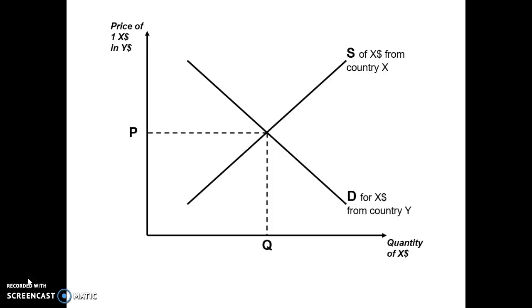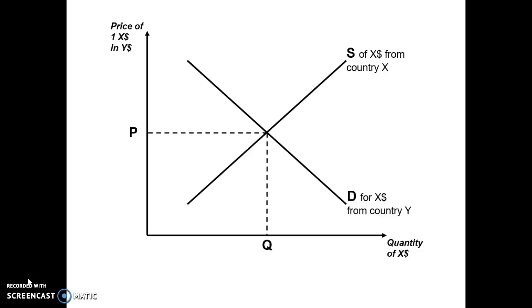So to make this a little clearer, let's actually plug in some real currency. Let's look at the y-axis label first. It's going to go from price of 1 x dollar in y dollars to price of 1 US dollar in euros. Supply is going to go from supply of x dollars from country X to supply of US dollars from the United States. US dollars come from the United States. Demand is going to go from demand for x dollars from country Y to demand for US dollars from the European Union.